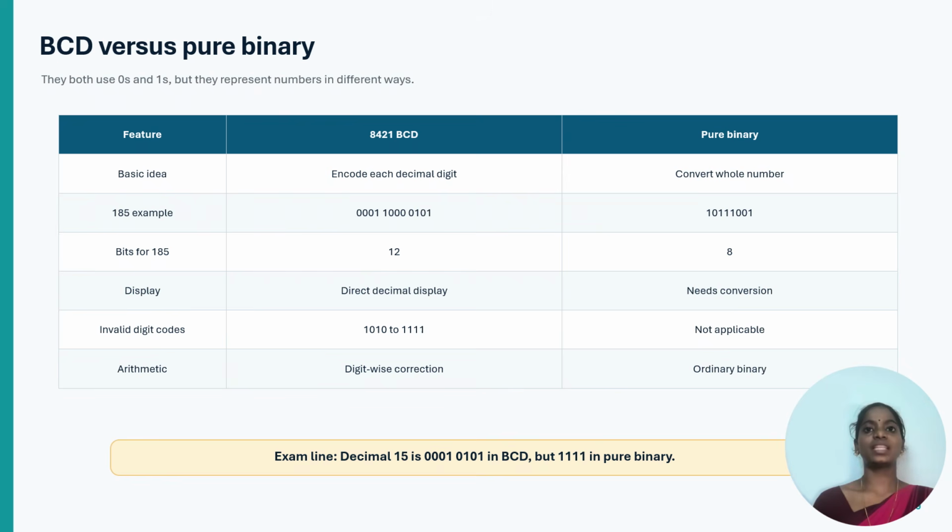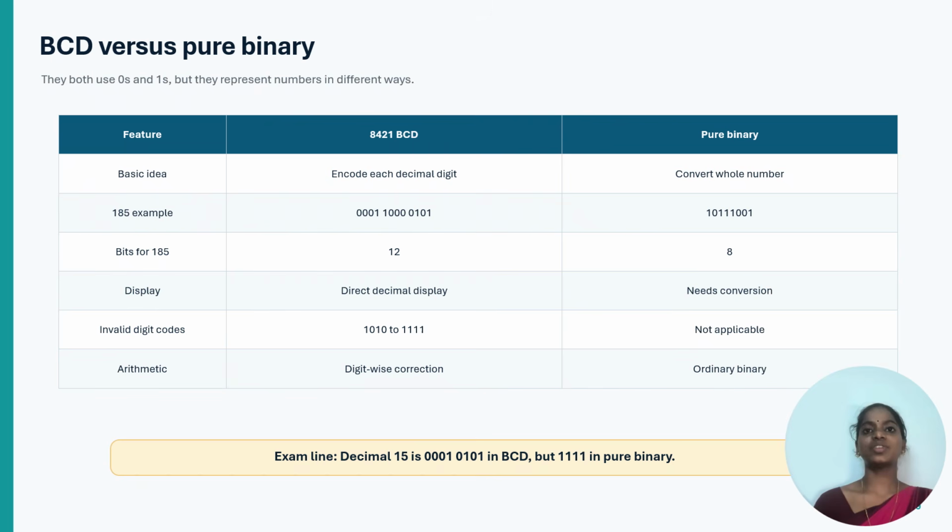For example, decimal 185. 8421 BCD is 0001 1000 0101, but in pure binary it is 10111001. Bits required for 185: BCD 8421 is 12, in pure binary it is 8. And then decimal display: 8421 BCD is direct and convenient, but pure binary needs conversion.